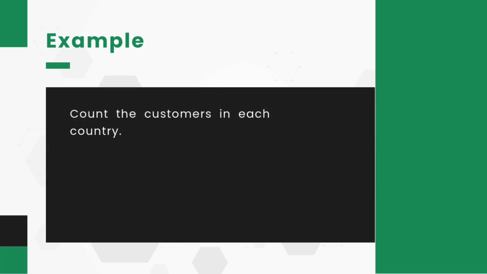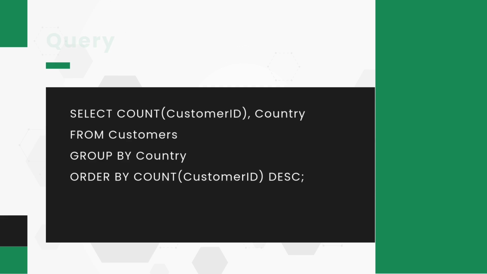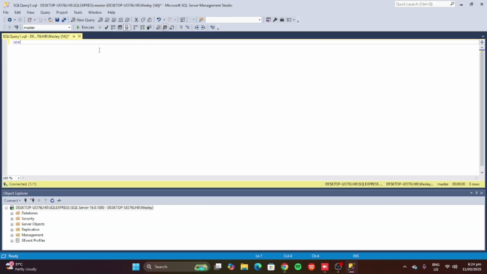Example. Select count, open parenthesis, customer ID, close parenthesis, country from customers, group by country, order by count, open parenthesis, customer ID, close parenthesis, DESC, for descending. Let's type the query.